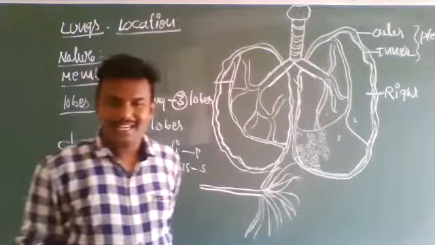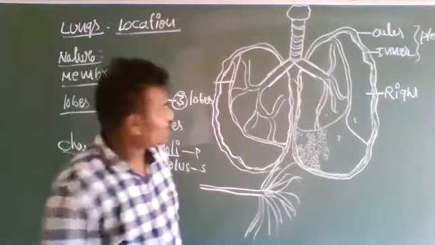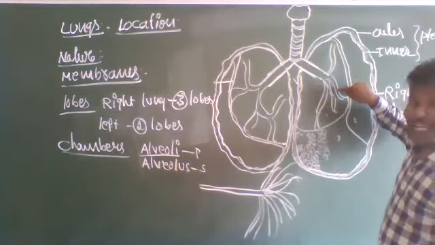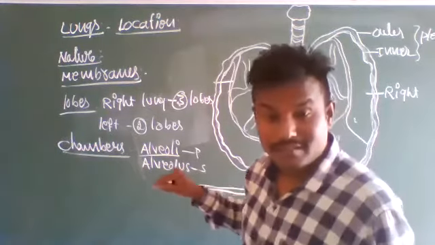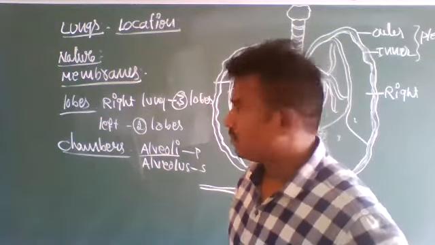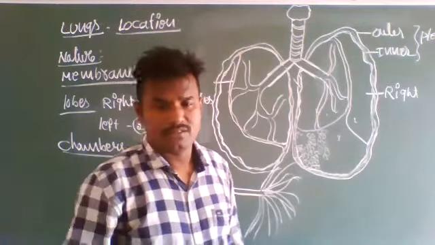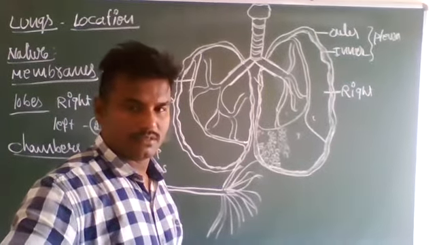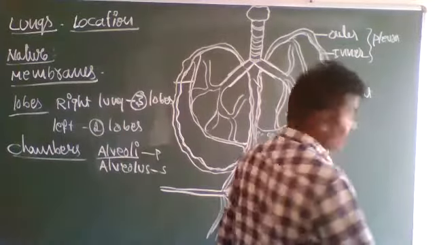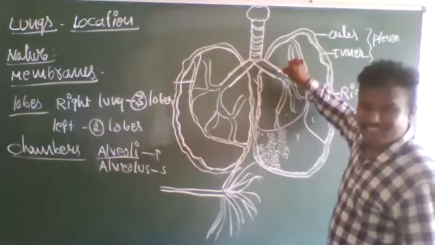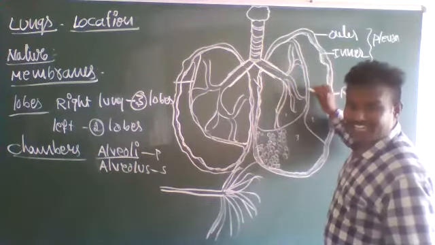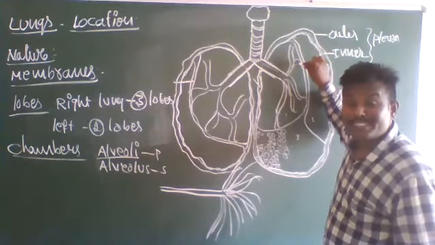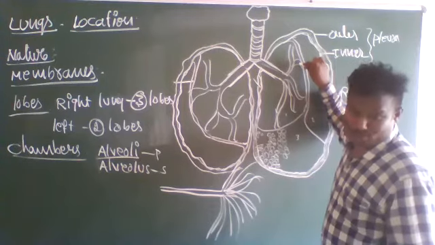Every alveolus is located in the lungs. From this direction, this is primary bronchi, secondary bronchi, tertiary bronchi. The tertiary bronchi again divides. See here, primary bronchi, secondary bronchi, and again tertiary bronchi. Next, this tertiary bronchi divides, redivides and forms primary bronchiole, secondary bronchiole, tertiary bronchiole, and the respiratory bronchioles.